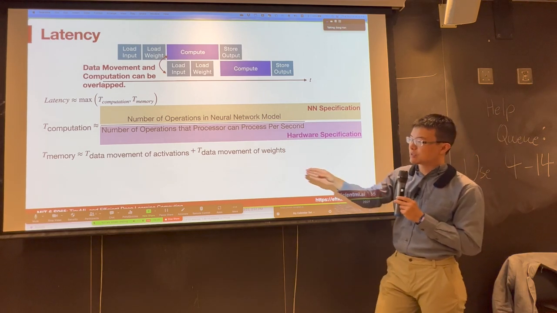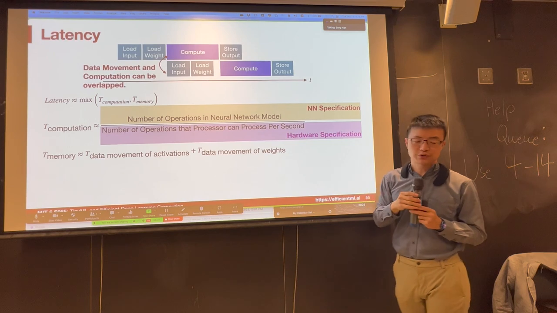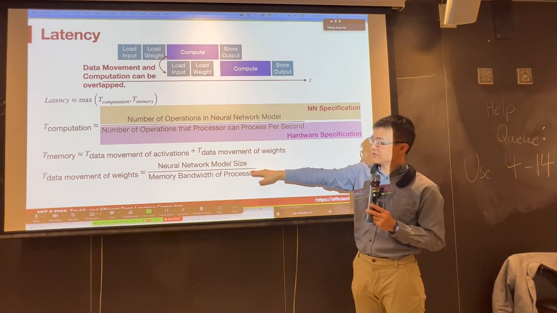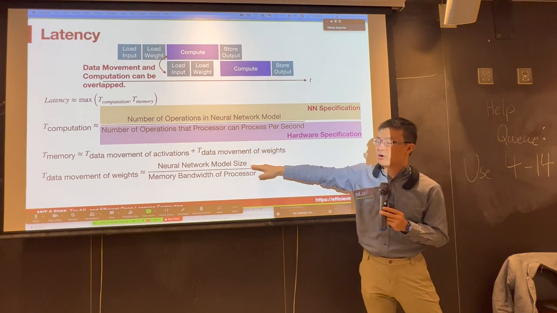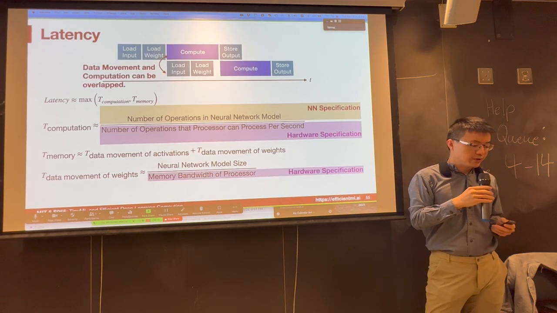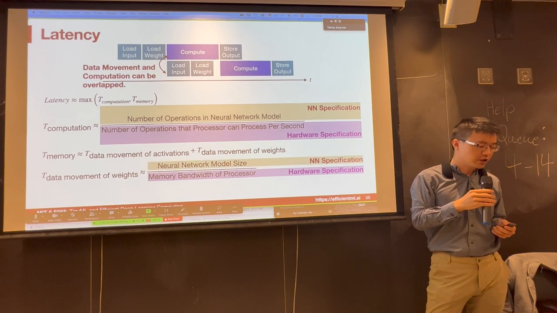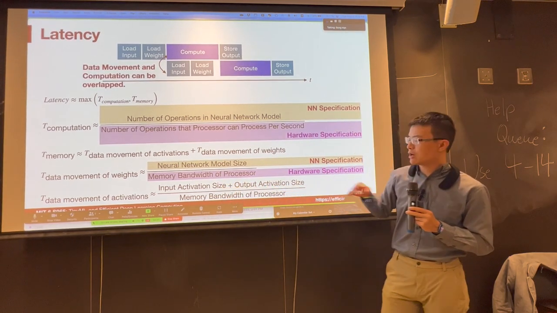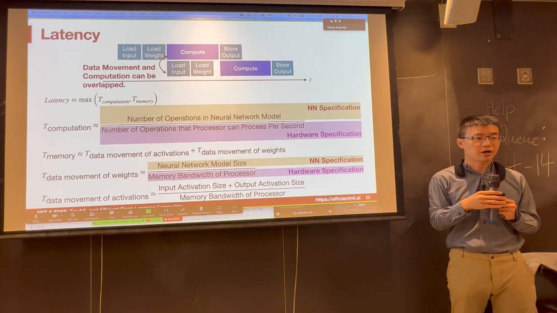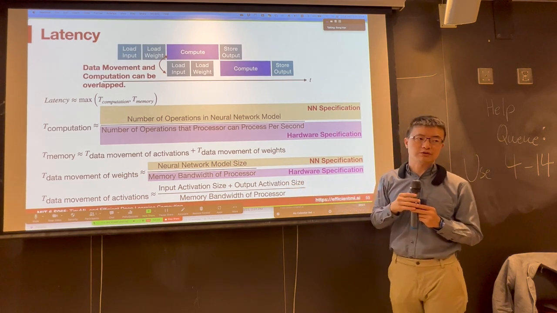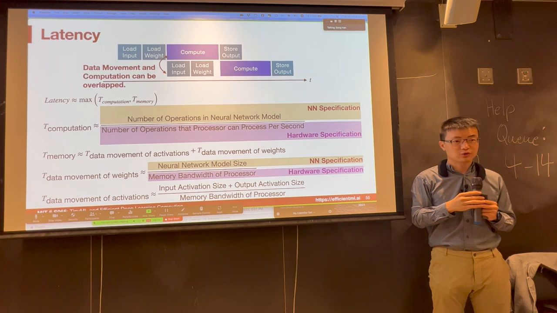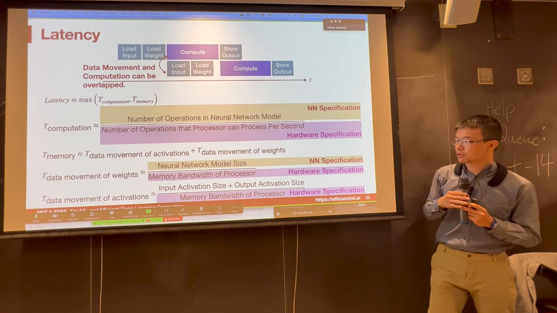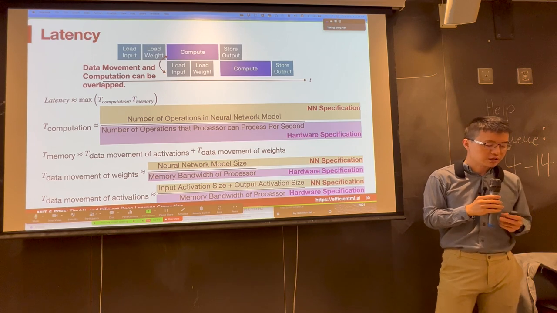And the T memory also has two components. You have to move the activations. You also have to move the weights. The time to move the weights is basically equal to the model size divided by your memory bandwidth. So that's why smaller neural nets are better. And that's not the only term. We have another term, which is the data movement of the activations. That is roughly the input activation size plus the output activation size divided by the memory bandwidth of the processor. This is really the first order approximation of the amount of data movement. In reality, it could be larger if you don't have enough locality. Or if some of the weights can be fully stored in SRAM, you don't even have to move them from the main memory. So this is really just the first order approximation.